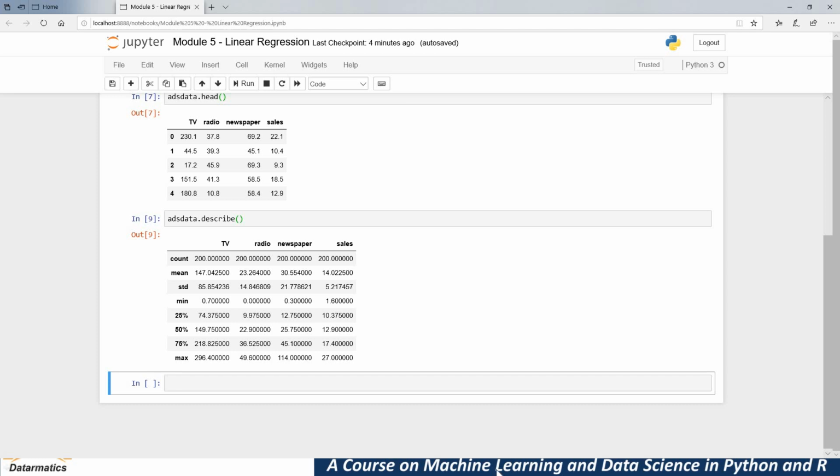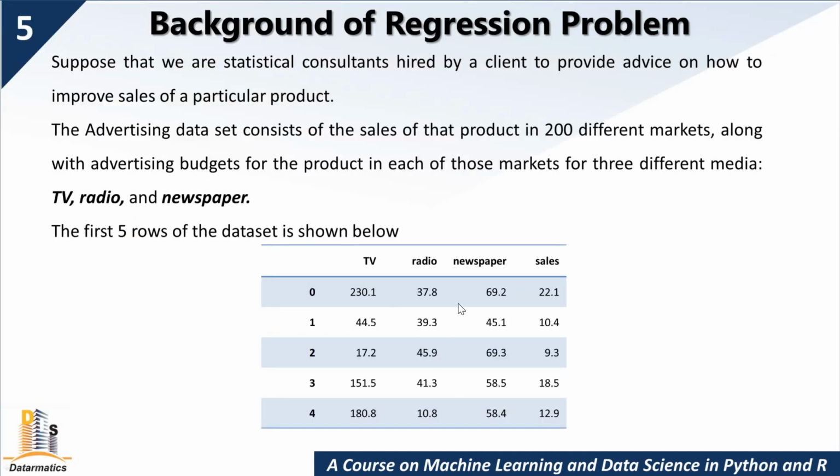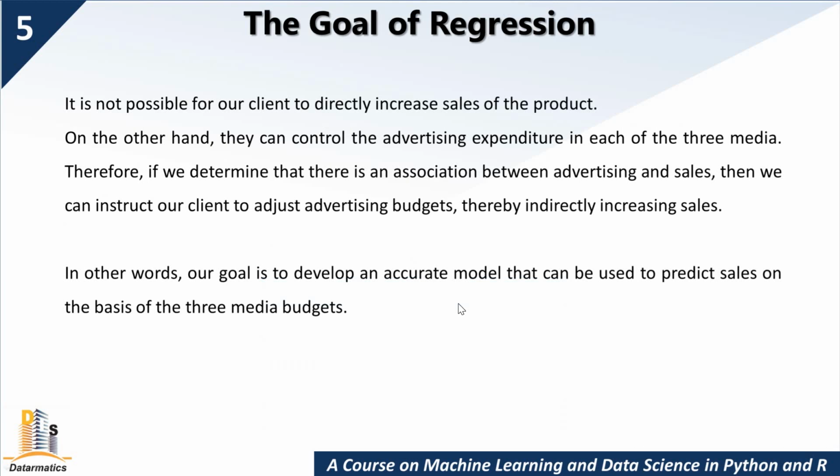All right, so let's go back to the presentation. We know about our data set. Now the goal is that the client cannot continue increasing sales indefinitely. He needs to increase the budget on adverts placed on TV, radio, and newspaper, and they can control this expenditure for these three media individually. So if we determine that there is an association between advertising and sales, then we can instruct our client to adjust the advertising budget, thereby indirectly increasing sales.